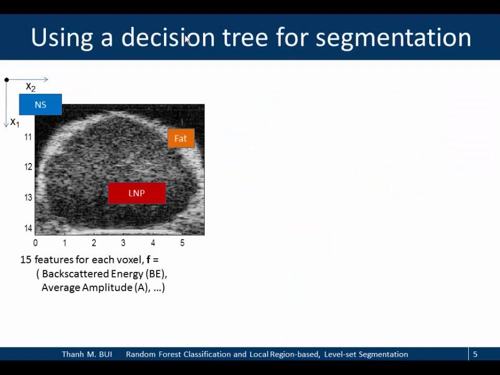What is random forest? Random forest is an ensemble of multiple decision trees. Here I show how we use a decision tree for segmentation. The segmentation problem is considered as a classification problem of three classes corresponding to the three media. First, we have to identify which features are used to differentiate the three media. We extracted 15 features for each voxel in the data, but here I just present the two most important features.